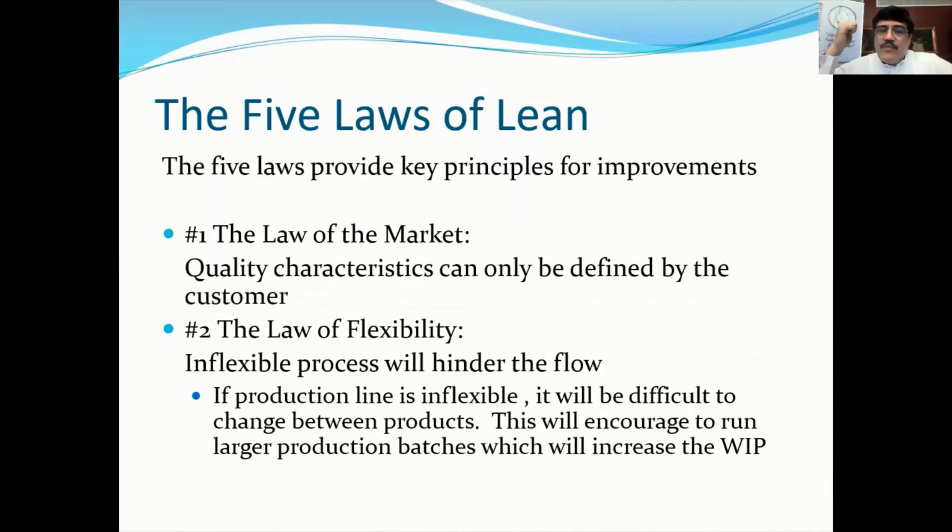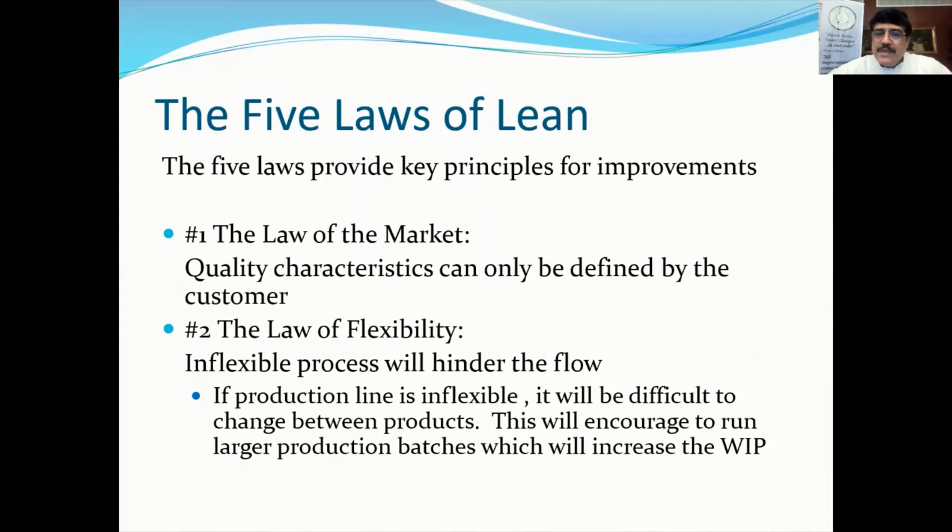The first law of Lean is the law of the market. It's very important to understand this when you're analyzing your processes. Quality characteristics can be defined by the customer only. It's the customer who defines what he wants. It's not you who defines what the customer wants. So go back to your customer, understand the voice of the customer and respond to it, because this is what he is willing to pay for.